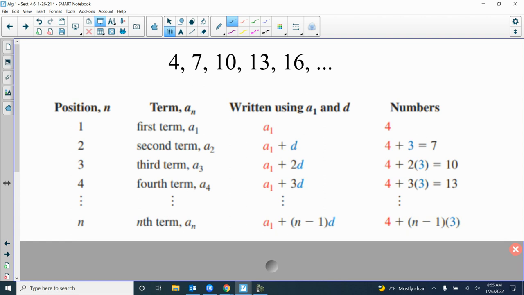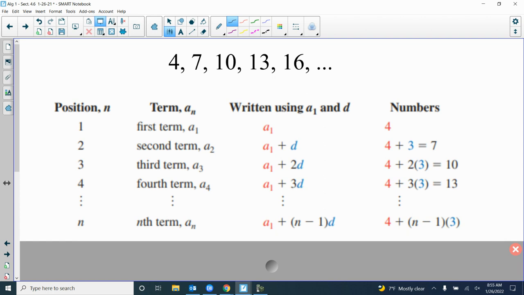To get the next term, what do I add to it? I added to it 3, right? So you take your first term and you add 3. That gives us our second term. Okay, our third term, we keep adding 3. But if you notice, since we keep adding 3, it's going to be a multiple of 3.